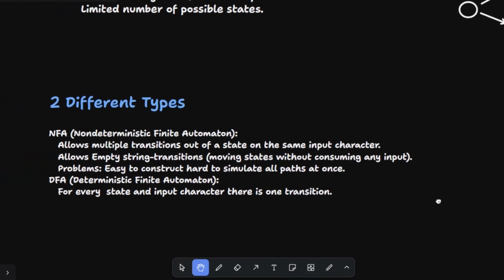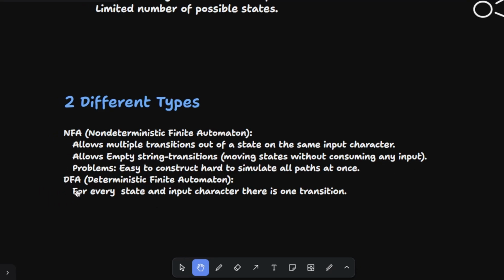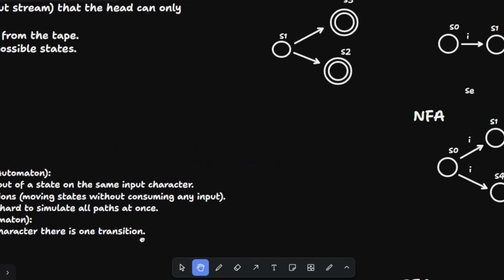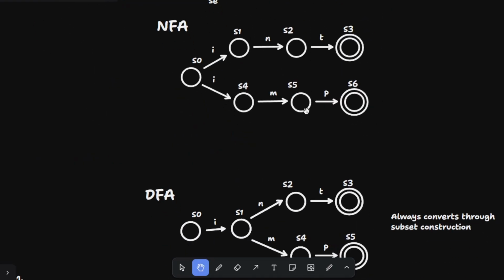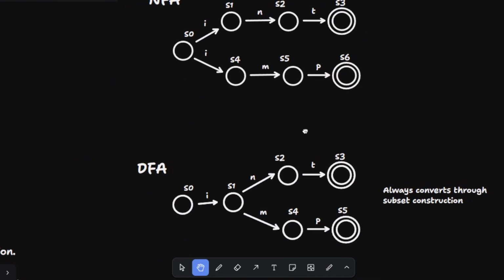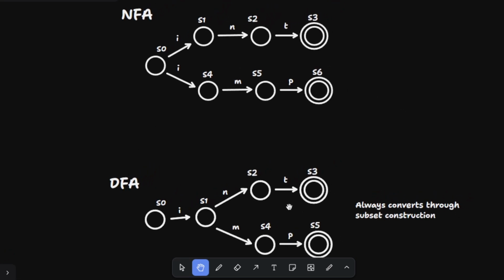And the thing about non-deterministic finite automatons is you can always convert them into deterministic finite automatons, right? And those are better because for every state and input character, there's only one transition. So that's our example above. This is a deterministic finite automaton. And like it says here, you can always convert a non-deterministic finite automaton to a deterministic one through subset construction.